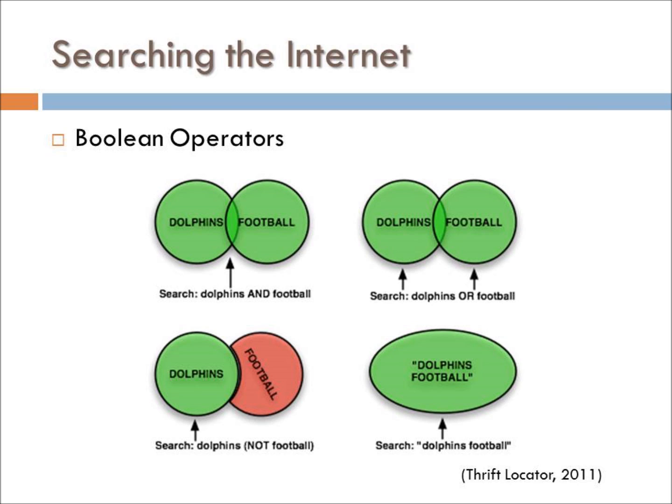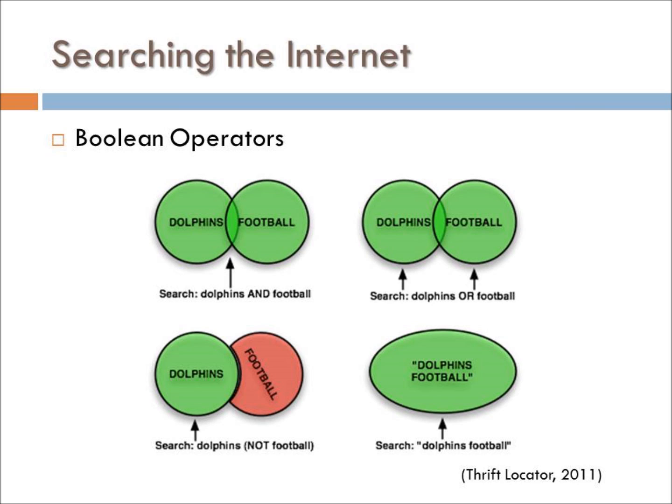The first example, we're looking for the football team Miami Dolphins, and we only want articles that are about the Miami Dolphins. We don't want articles about the Dolphins, Flipper, and we don't just want articles about football. So what we do is we type in our search Dolphins and then the word "and" all in capitals like the example, and football. That's going to pull out of our search only articles that have the word dolphin in it and the word football in it.